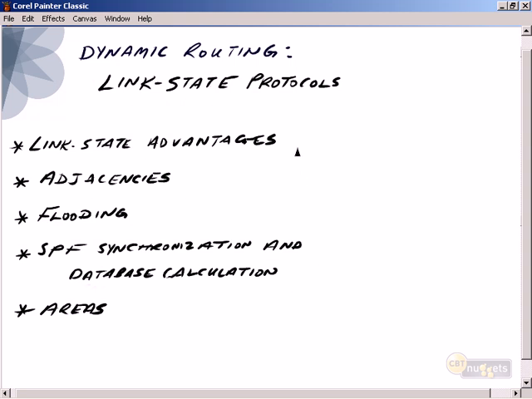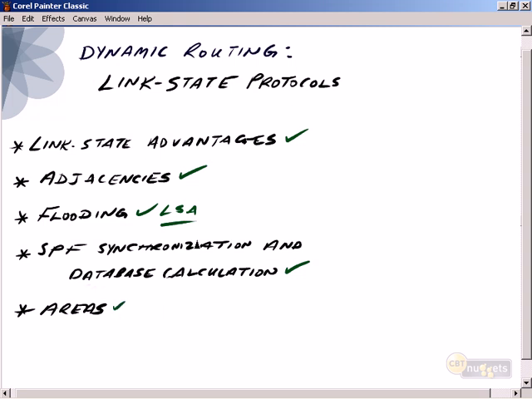So in this nugget, we're going to look at the advantages of link state protocols, why we use them. We'll look at the adjacency concepts and what's going on there. We'll look at flooding, and we flood with link state advertisements. We'll talk about the shortest path first algorithm, how it synchronizes, and how the databases are calculated. And then we'll end up looking at areas.